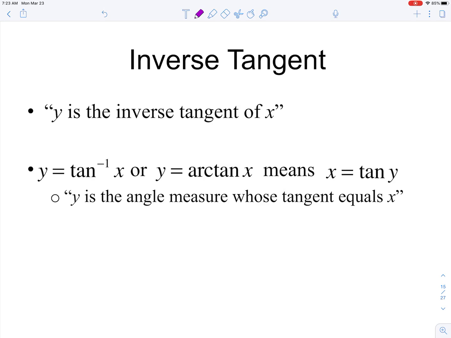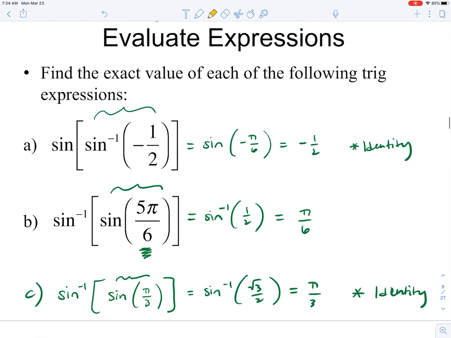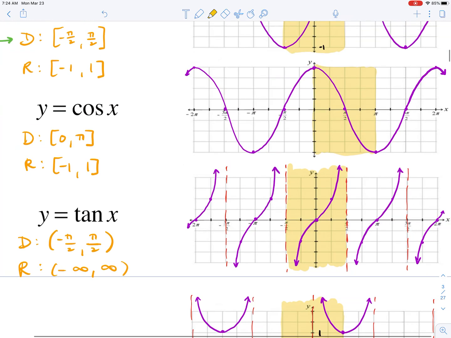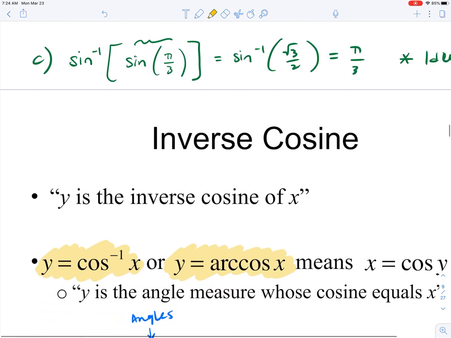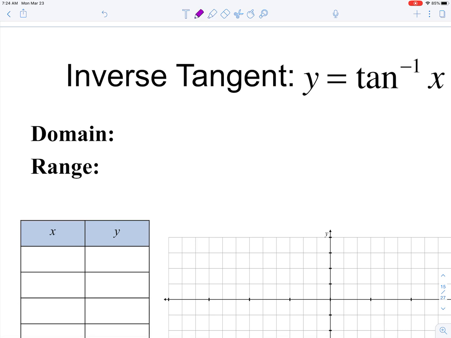Okay, inverse tan, same notations. Arctan or inverse tan. Okay, the inputs are ratios, the outputs are angles. Inverse tan, if we go back up to where we restricted the domains of the graphs of the parent functions. Tangent's restricted domain is from negative pi over 2 to pi over 2, and the range is negative infinity to positive infinity. So that means that the domain of arctan will be negative infinity to positive infinity, and the range will be negative pi over 2 to pi over 2.